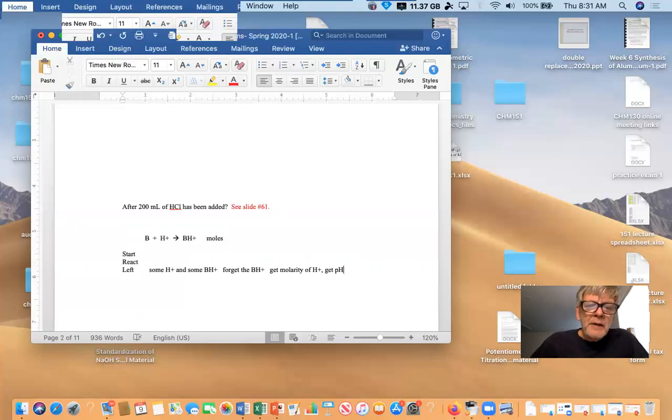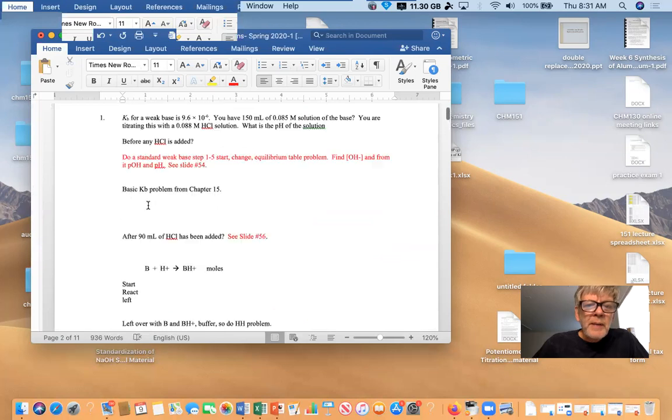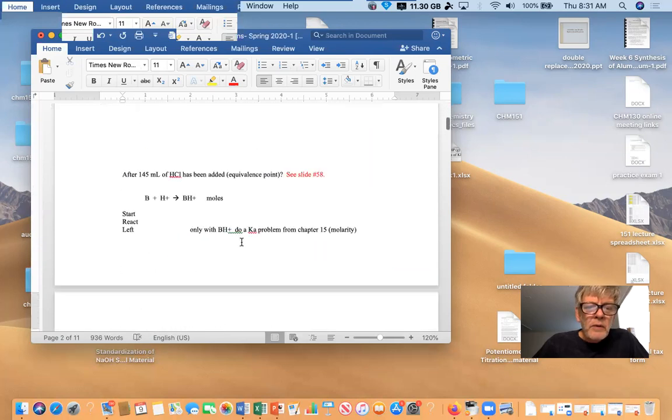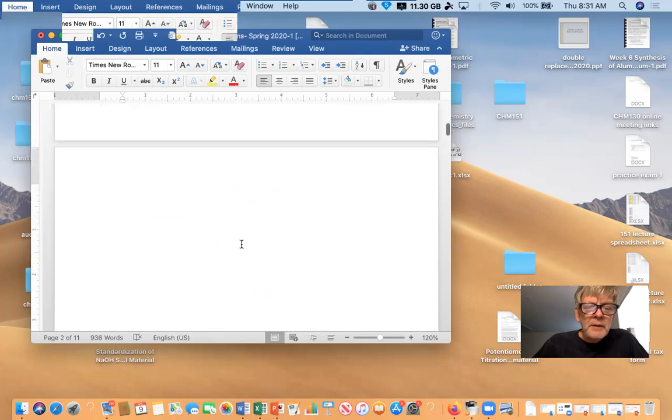We have to keep track of the units. This is all about keeping track of the units. This is in moles, but the rest of our calculations tend to be in molarity. So we take the moles that we're left with and we divide by the total volume at this point. We don't divide by 200. We don't divide by the original 150. We divide by the total volume, the two of those added together.